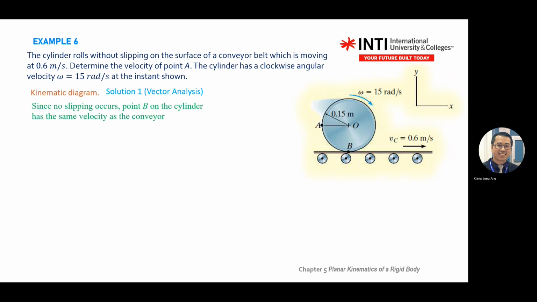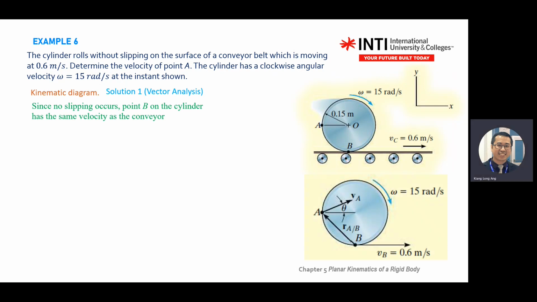Okay. So you draw the disc. VB will follow the conveyor direction, because the conveyor is 0.6 in this direction. So this point will copy the velocity of this one.